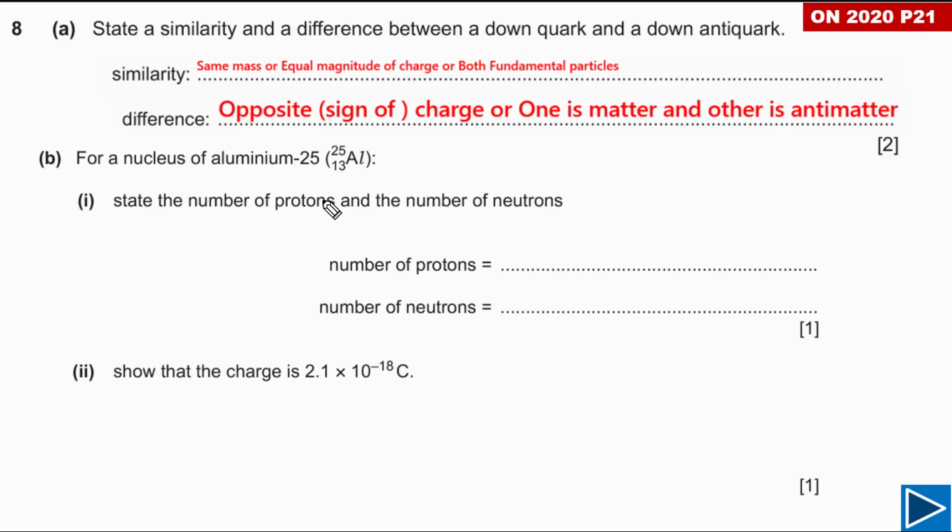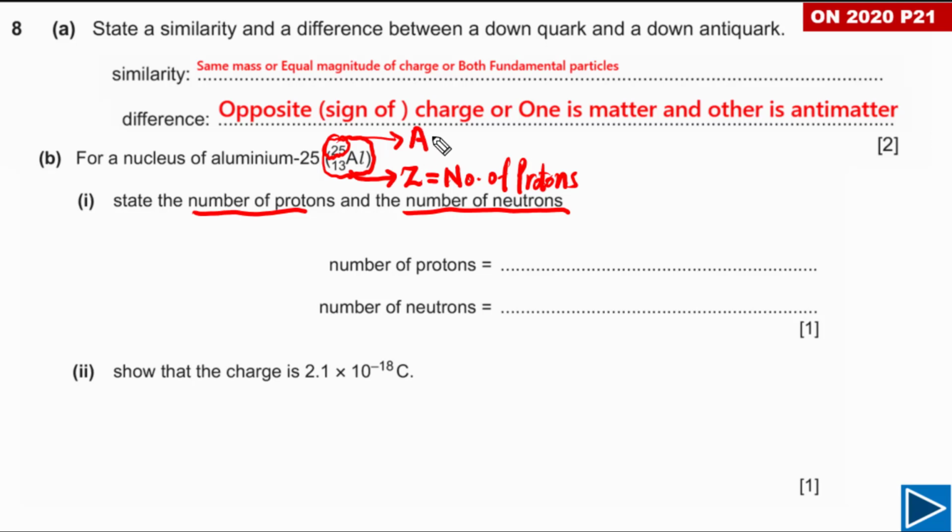The next question is asking us about the number of protons and the number of neutrons. If we look at this nucleus of aluminium, at the bottom we have Z, which is the atomic number. In fact, this is equal to the number of protons. And 25, you can see here, is the mass number. So A is the mass number.